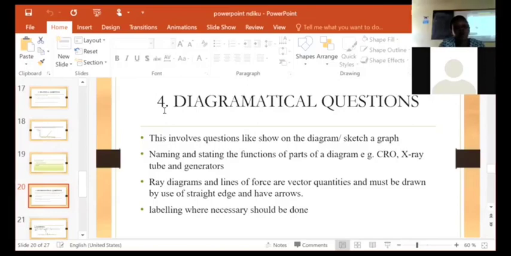We also have the ray diagrams. When you are drawing the ray diagrams, it's good to note that the lines must be drawn using a ruler or a straight edge, and they must have arrows. If you don't indicate the arrows, then those are just straight lines. So the lines must be drawn with a straight edge. If it is in the case of magnetism, showing the magnetic fields, then make sure they don't overlap. They must be drawn clearly.